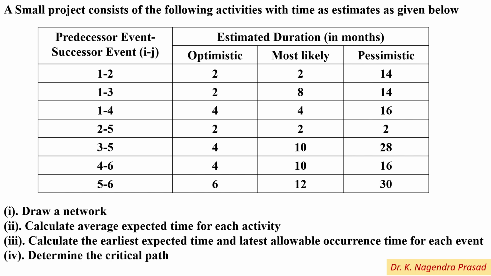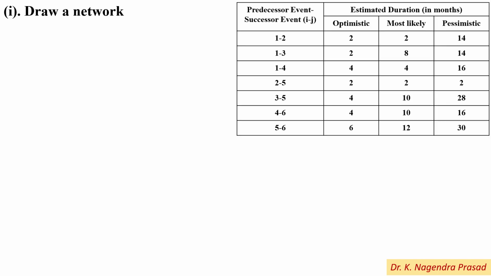Second one, calculate average expected time for each activity. Third one, calculate the earliest expected time and latest allowable occurrence time for each event. And the fourth one is to determine the critical path. First we draw a network of the given project.